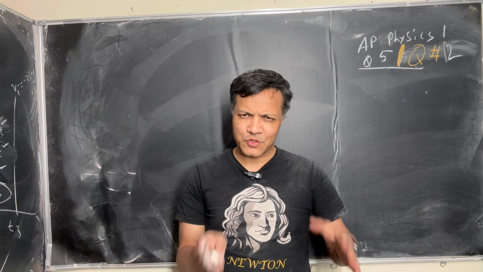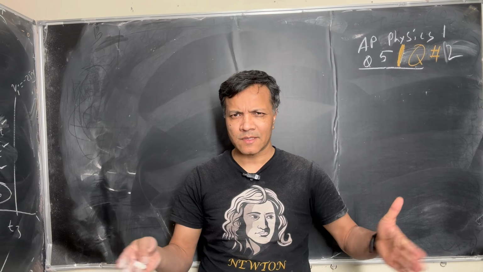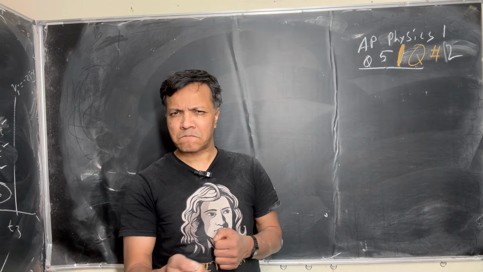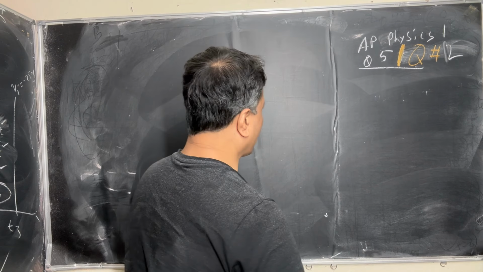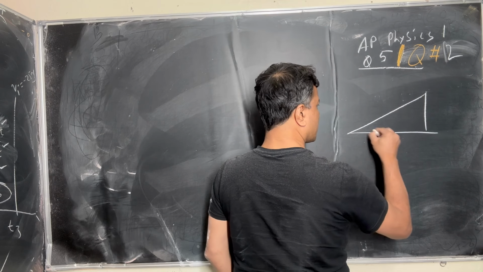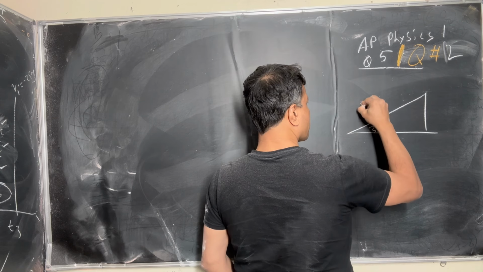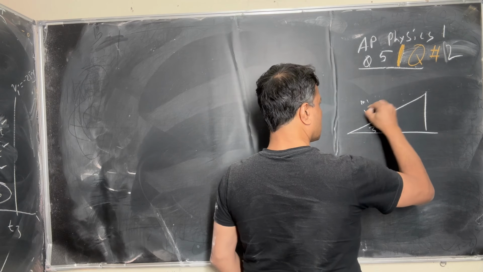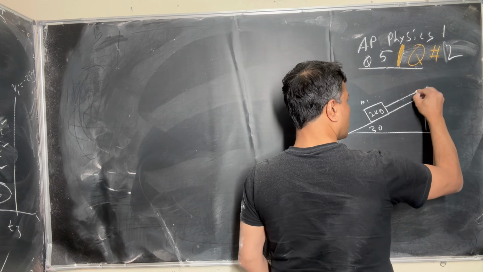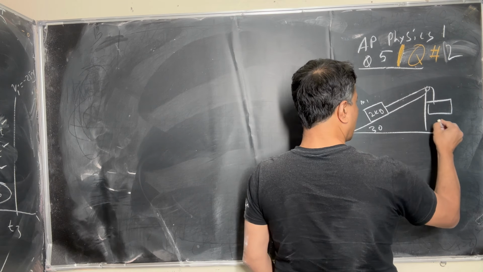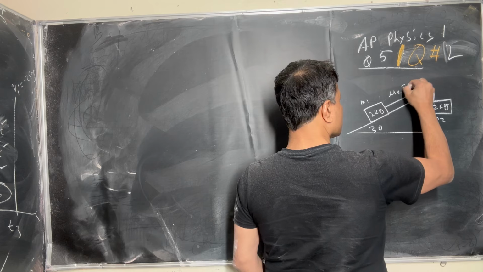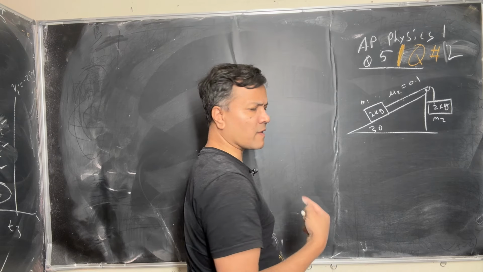Problem 1 was 2 boxes on a flat surface, on a table. Problem 2 is 2 boxes on an incline attached by a rope. Okay, so let's draw it. This is our incline, 30 degrees. Box 1 is 2 kilograms attached by a rope. There is a pulley, and this is mass 2, which is 2 kilograms. Mu k is 0.1. We want to find the acceleration.